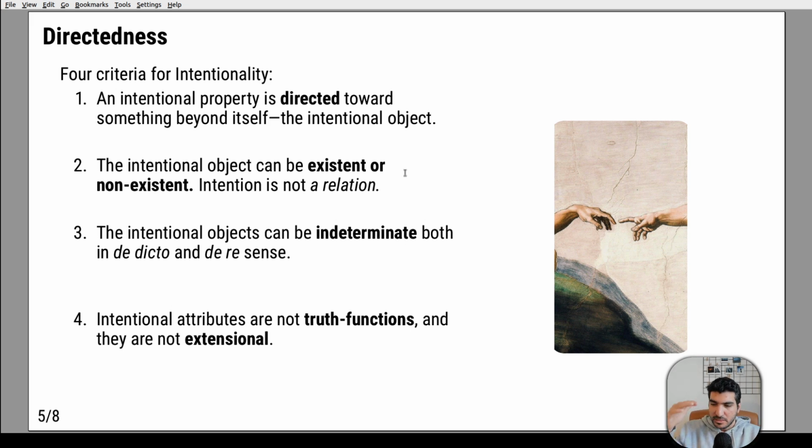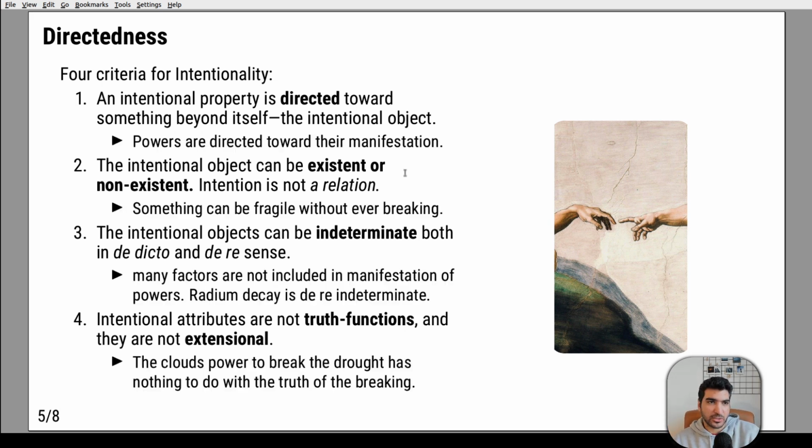So these are different criteria that we can check for intentionality in the psychological sense. And Molnar claims that we can say the same thing about powers. It's not just for the mental capacity to have this kind of direction. For instance, powers are directed towards their manifestation. If you have a glass that is fragile, then it's directed towards breaking. That's what we mean by fragile.